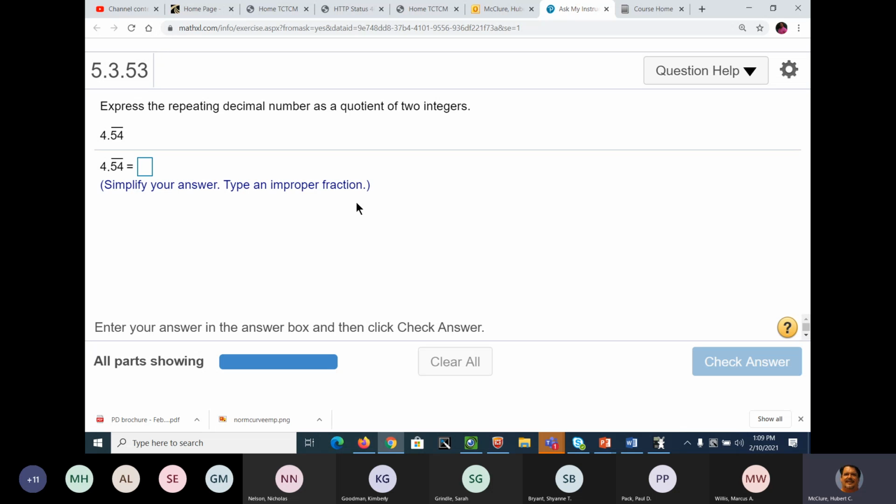So x is equal to 4.54 repeating. So I'm going to multiply by 100. So I take my handy dandy pink highlighter or marker, and I multiply by 100. And that gives me 100x is equal to 454.54. And what is the 54 doing?